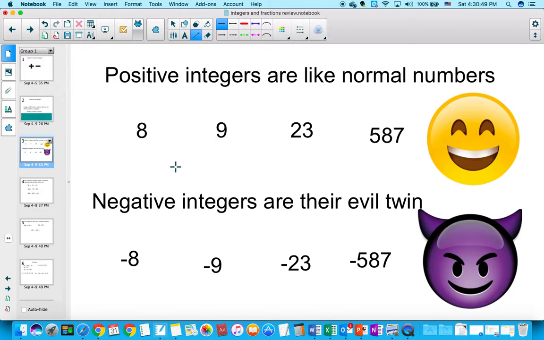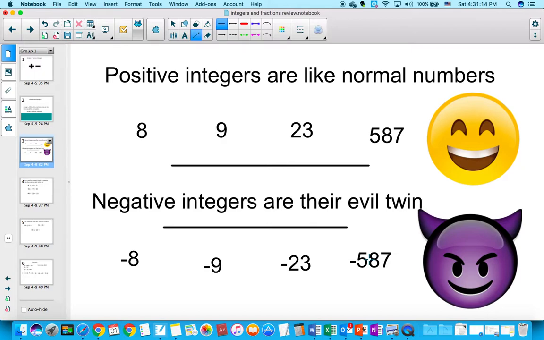So if I were to draw a number line and put the numbers along this line, you would see 8, 9, 23, 587. But going this way, you would see negative 8, negative 9, negative 23, negative 587. And you're moving down and down and down. So with the negatives, as the number gets bigger, their value decreases.